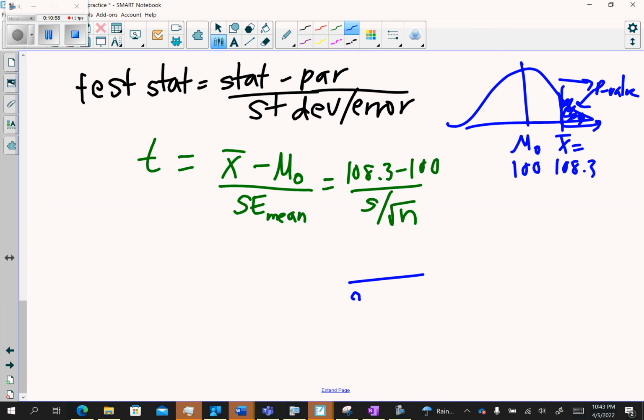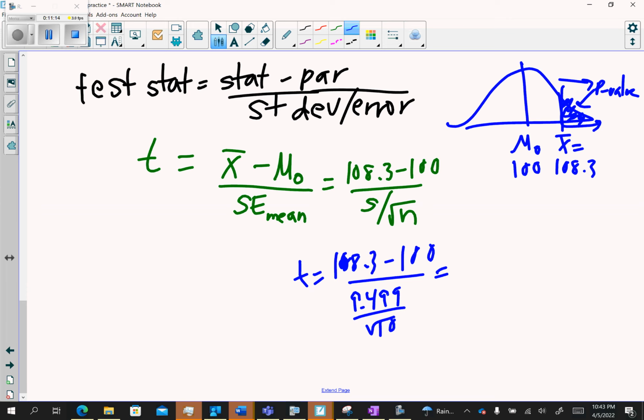So we're going to have 9.499 over radical 10 in the denominator. And the numerator is staying the same, 108.3 minus 100. Okay. All right, this is pretty ugly.